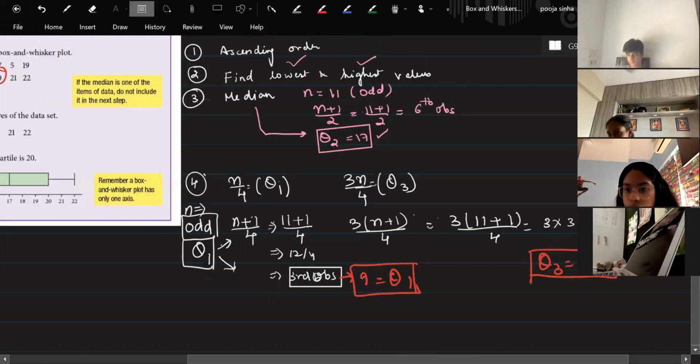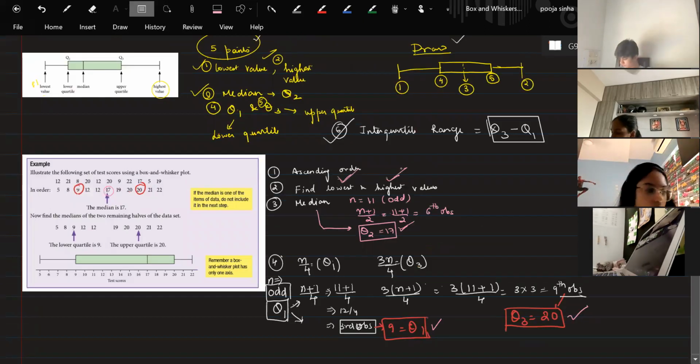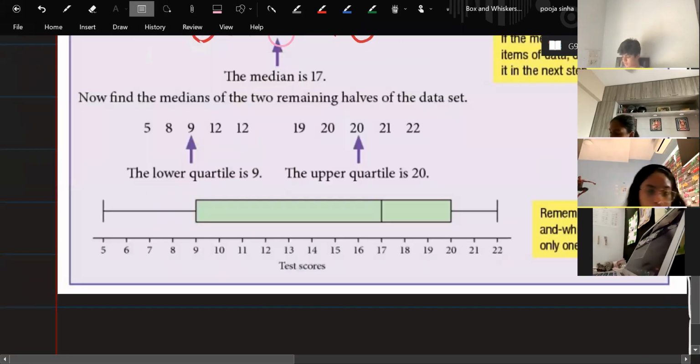Have I got all the points? All 5 points done? I got Q1, Q3, Q2, lowest, highest. Now what am I supposed to do? I have this box and whisker. How do we make the box and whisker?